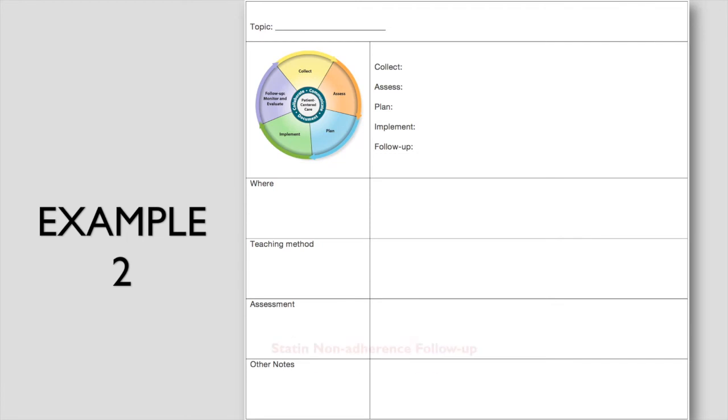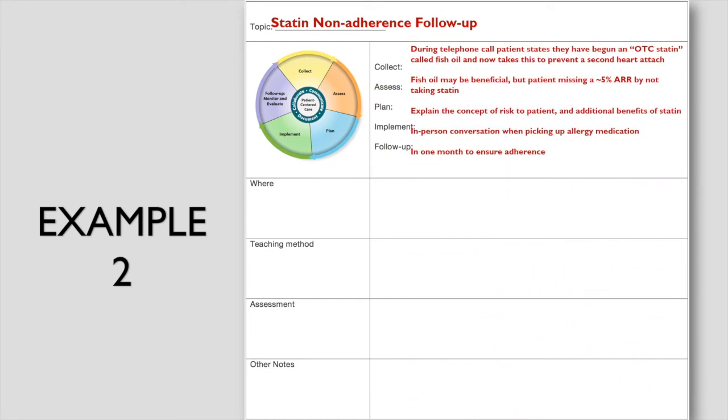In our second example, we'll follow up with our statin non-adherence patient. The pharmacist collects the following information. During the telephone call, the patient states they have begun a so-called OTC statin called fish oil, and now the patient takes this to prevent a second heart attack.